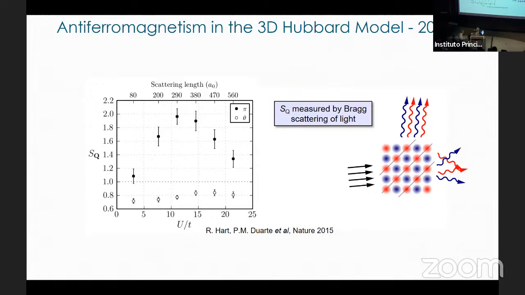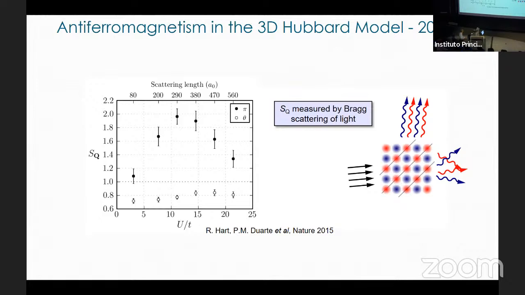So this was an experiment that was done in my lab with Russ Hart and Pedro Duarte. Pedro is from Colombia and a very gifted experimentalist, and they together did these experiments. So you can see as a function of U over T, as we adjust interaction strength, and we lower the temperature as much as we possibly could. So we did everything that we could to be able to do evaporative cooling, which is really the workhorse in these experiments, in order to get temperatures below the Néel transition.